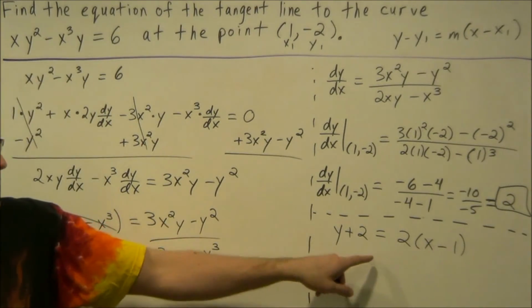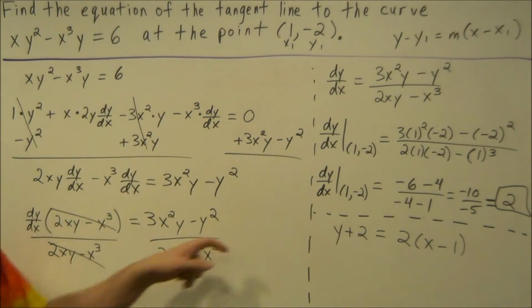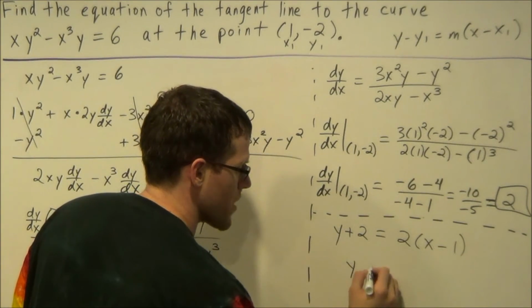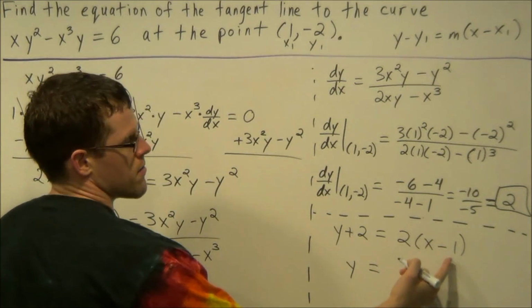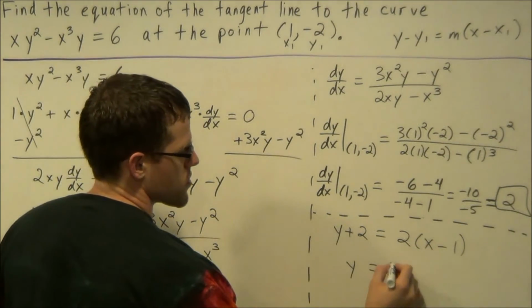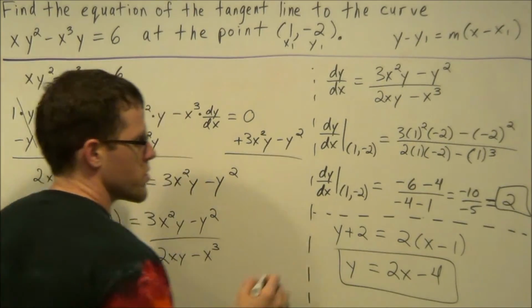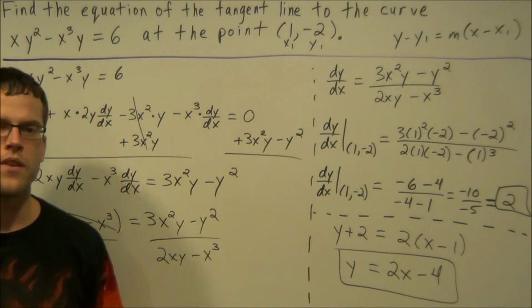Most classes will let you stop here for a problem that takes this long. But if you distribute this through, you'll have y equals 2x minus 2, and we subtract another 2, so it's 2x minus 4, which is the equation of our tangent line.